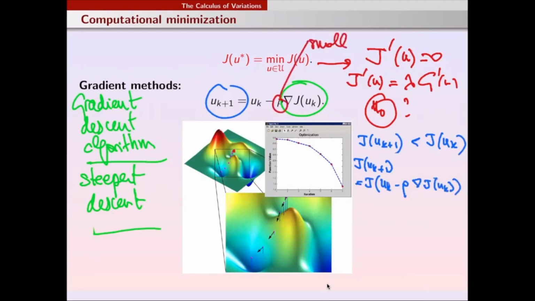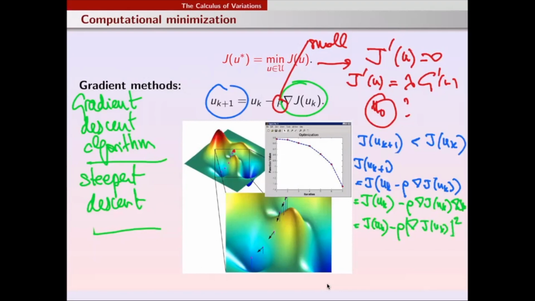So because rho is small, I can approximate by Taylor's formula, right? Taylor expansion. This is going to be J at the point UK, minus rho times the gradient of J at UK, times the gradient of J at UK. Then you see that here I get a square, minus rho times the gradient of J UK squared, right? And this is precisely why this is going down.